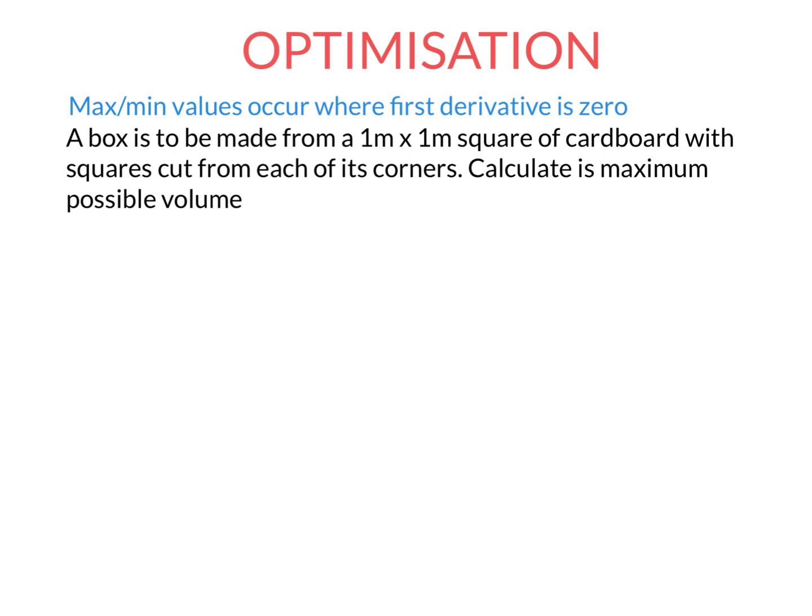Now, we're not given here a function for the volume of the box, so we need to find one. So let's start by drawing our 1 by 1 meter square of cardboard that has squares cut out from each of its corners. The thing we don't know here that we really do need to know is how long these squares are. What's the side length of these squares? I'm going to call that x. What we need to do is find an expression for the volume of the box in terms of x.